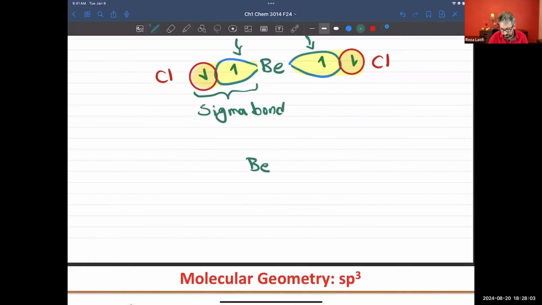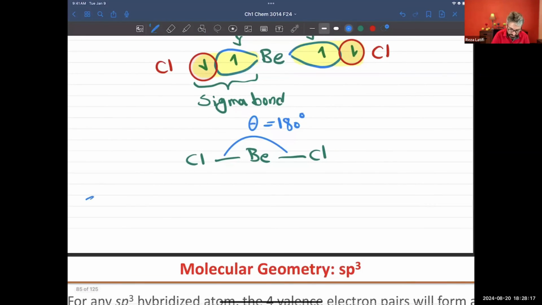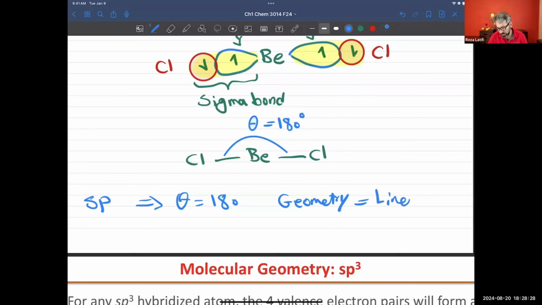And what's a bond angle? This is the bond angle that I'm talking about. The bond angle will be equal to 180 degrees. So when the hybridization is sp, the expected bond angle is 180, and the geometry is expected to be linear.